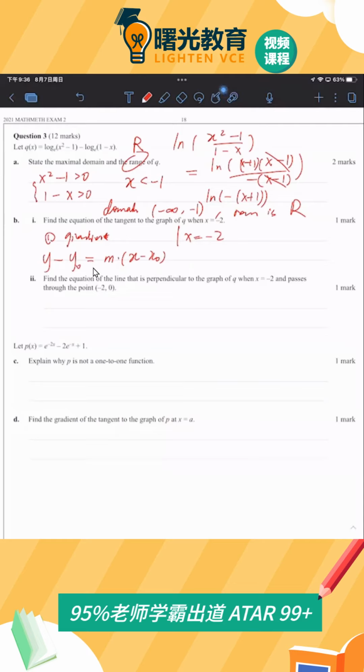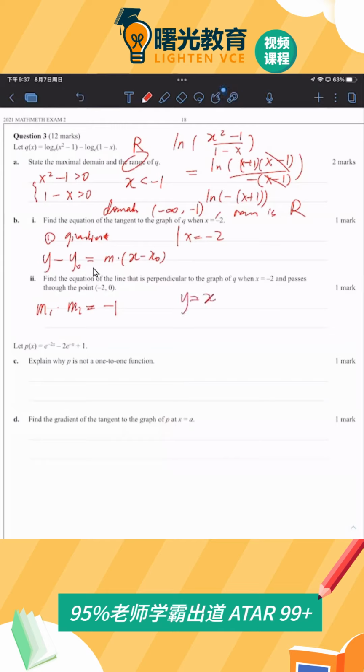Second one, find the equation of the line that is perpendicular to the graph of Q when x equals -2 and passes through the point (-2, 0). Now, we know the point we're passing through, (-2, 0). We know it's perpendicular to the tangent of the graph of Q. So, if two straight lines are perpendicular to each other, the product of their gradients is -1. Using this and the answer we obtained from B1, we can work out the required equation fast.